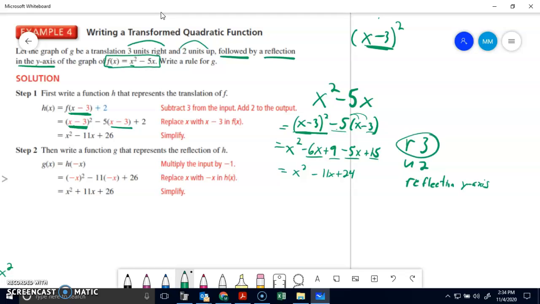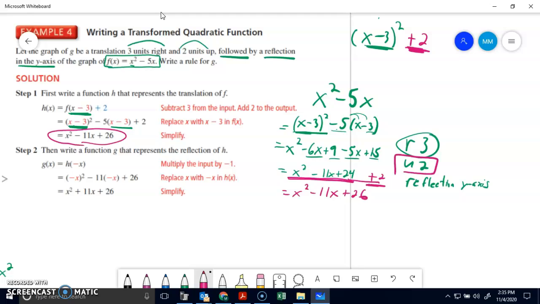And there's some algebra that we have to work with there. Next thing I'm going to do is go up 2. Up 2 means that you're going to take the function as it is and you're going to add 2. In the parent function, that's just adding 2 on the end. So I just need to add 2 to this entire function. Okay, well that's pretty simple. That just means I'm going to combine these last 2 like terms and make that 26. And that's where they get this from.